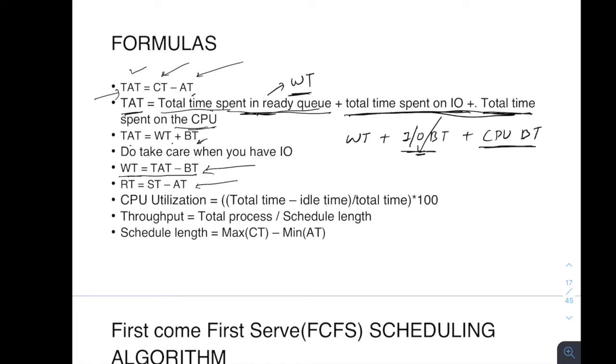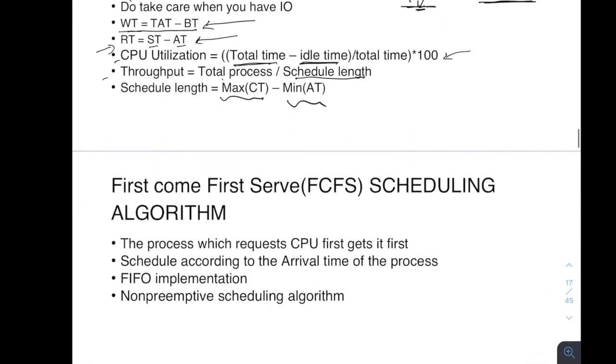And response time is quite simple. I told you, when the process gets the CPU for the first time, that means start time minus arrival time gives you response time. Then you have the formula for CPU utilization and throughput also. CPU utilization is total scheduling time minus idle time, when the CPU was idle, divided by total time, times 100. This is in percentage. Throughput is total processes divided by schedule length, and schedule length is given by this formula: maximum of the completion time for all the processes minus minimum of arrival time of all the processes. When I give the examples, you will understand better.